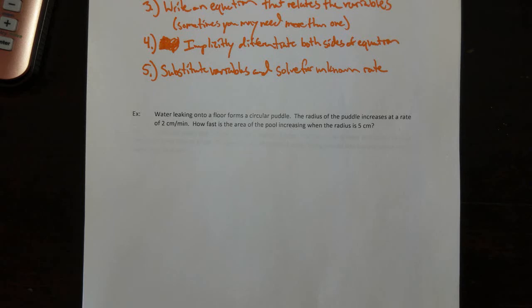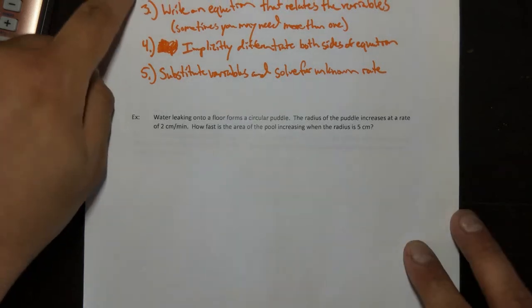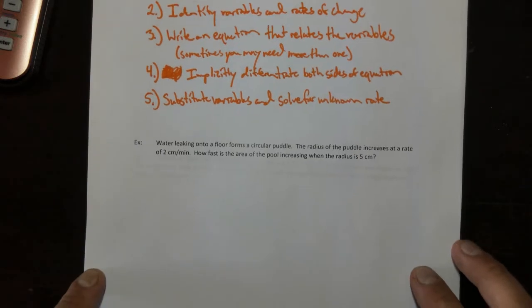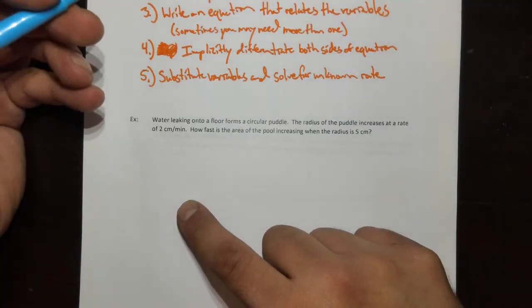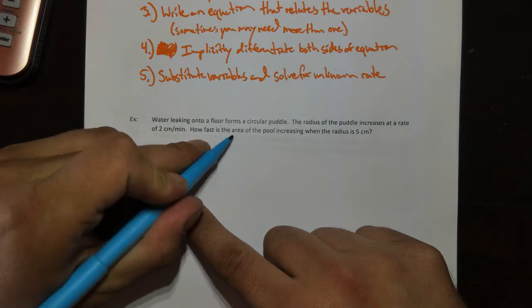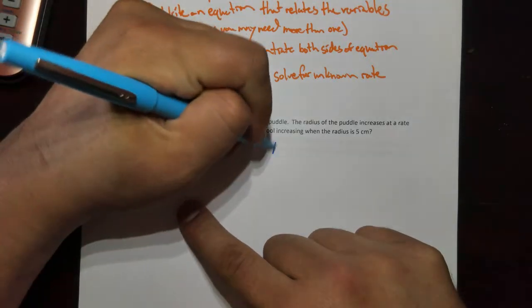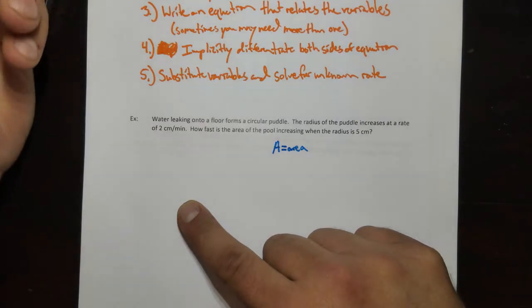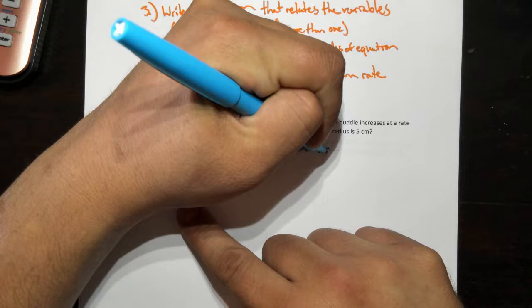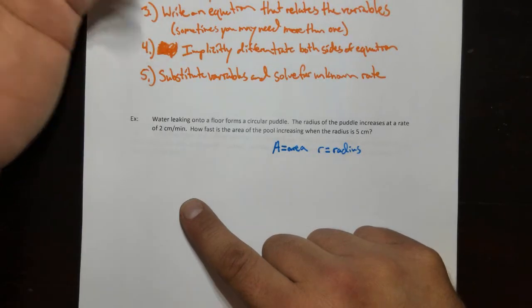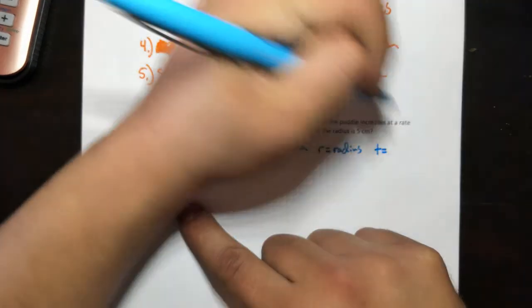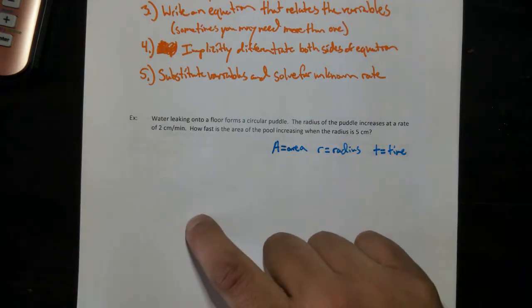And we want to know how fast is the area of the pool increasing when the radius is at 5 centimeters. So let's start off with step 2. We need to identify the variables and rates of change. Well, first we're looking for area. Well, we're looking for the rate of change of the area, but we will have an area in here. We also have a radius, and that will be r. And of course, it's not in there, but the point of these related rates is we always have that time factor in there. So we'll have time as well.